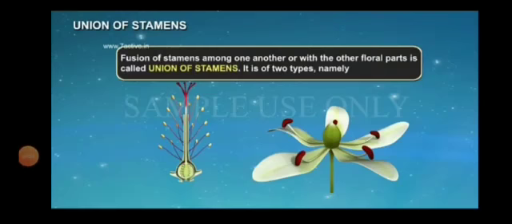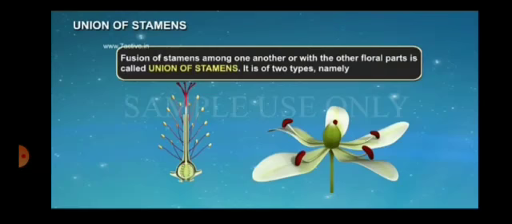First of all, we will see what is union of stamen. As you know, the term union means something which is going to combine, something which is going to fuse. Now we will see which part of the stamen is going to fuse or unite. So the definition is saying: fusion of stamens among one another or with the other floral parts is called union of stamens.